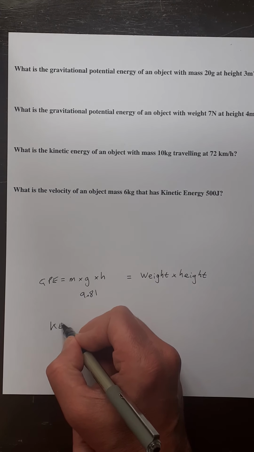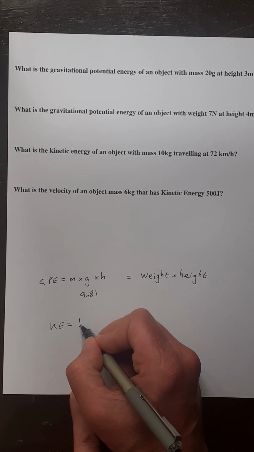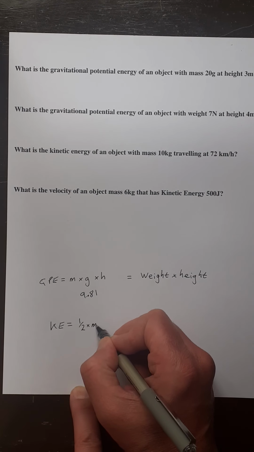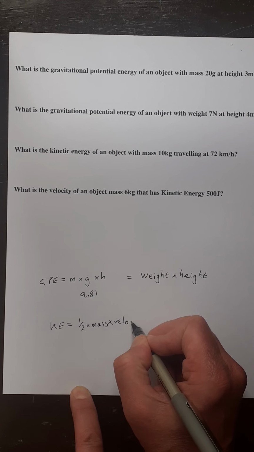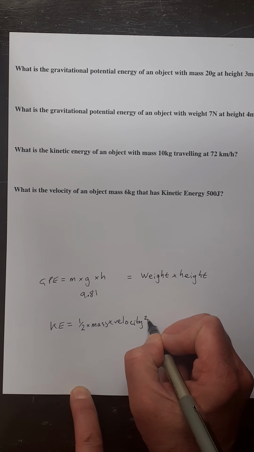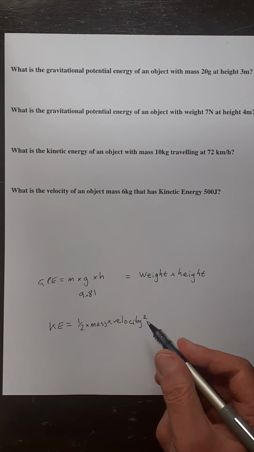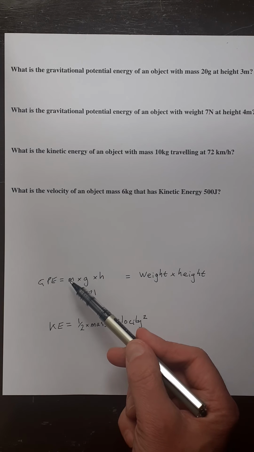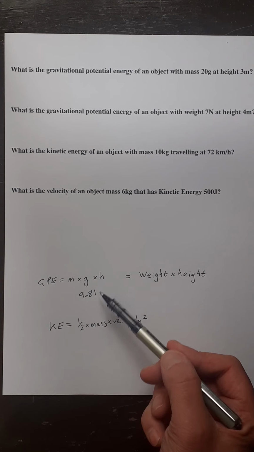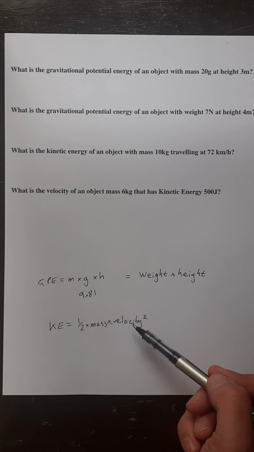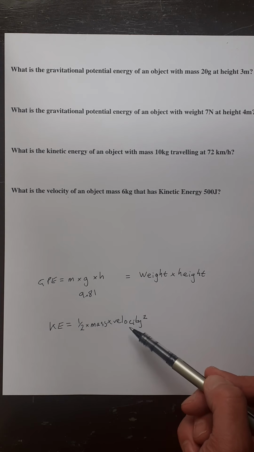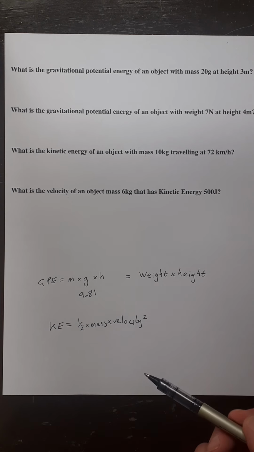Okay, kinetic energy, another formula that's given to us on the formula sheet: half times mass times velocity squared. Okay, and it's important that we get these units right. This is going to be kilograms, meters per second squared, and meters, and then kilograms there and meters per second, which we square. So that would come out as meters squared per second squared when we've squared the velocity.